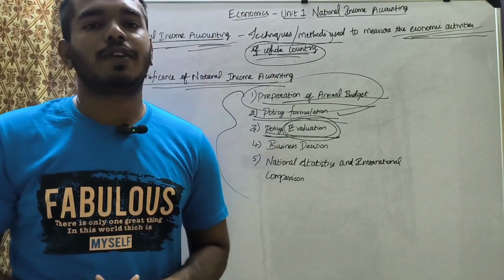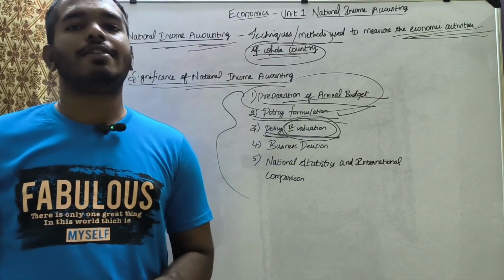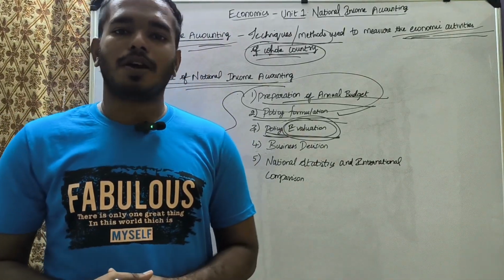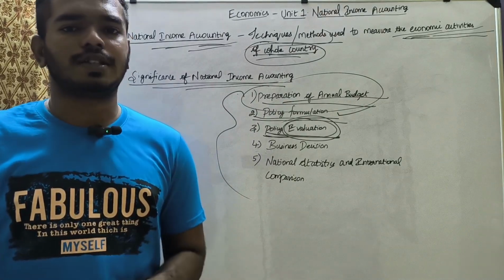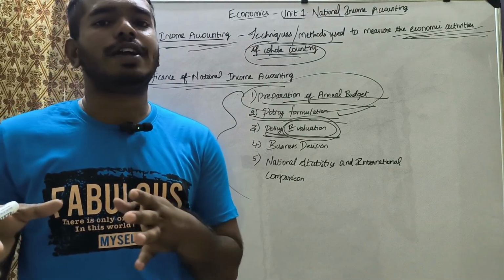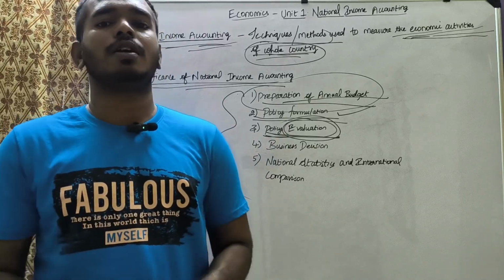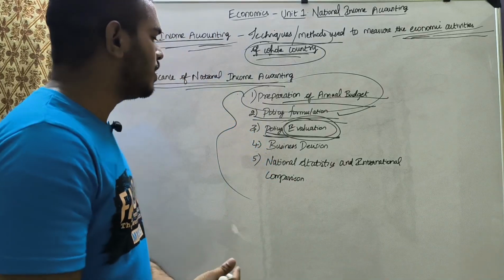Then the next purpose for calculating the national income is policy evaluation. Evaluation is nothing but finding out the effectiveness of a policy of an organization. To know the effectiveness of such a policy, we need to find out the income from that welfare measure or from that particular policy. For that reason, we need to find out the national income.